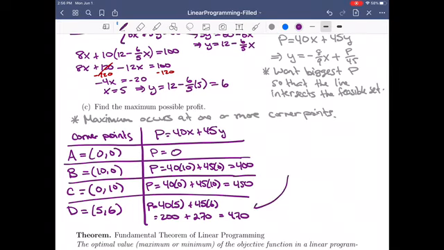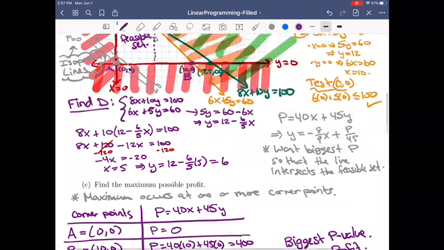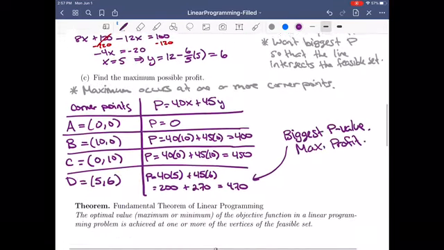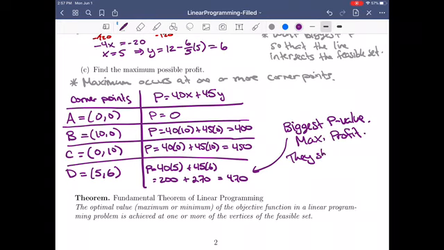So this is the biggest value of P, which means that it's going to be the maximum profit. This is going to be the last place that we intersect the feasible region. So now we want to answer the question. It asks, how many kegs of each should they make in order to maximize profit? So they should make 5 kegs of ale and 6 kegs of porter to maximize profit.